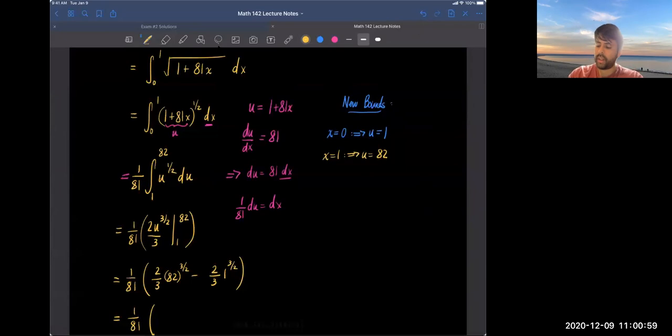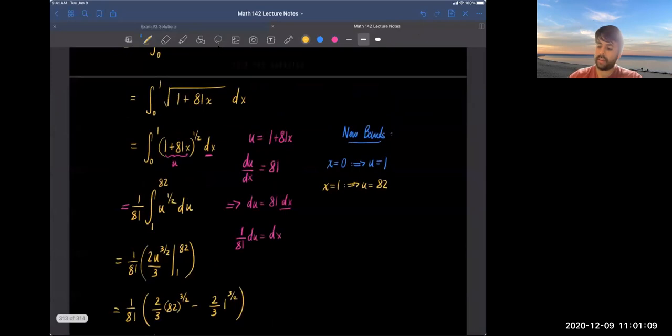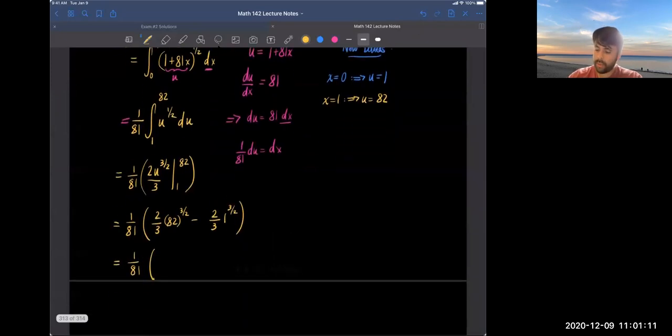And one cubed. So actually, we're going to want the exact value for this. So what is the exact value? For now, I'm just going to leave it as 2/3 square root of 82 cubed. This will be minus 2/3 because 1 to the 3/2 is just 1.